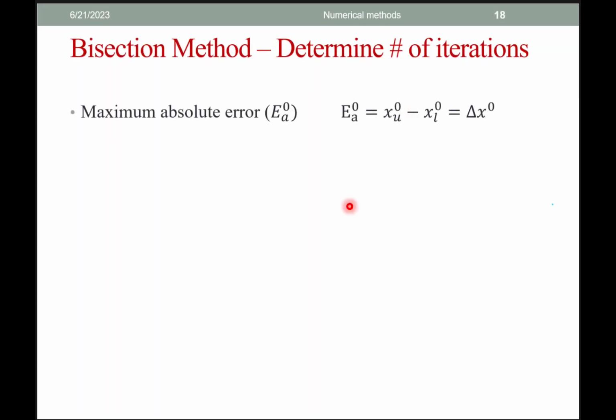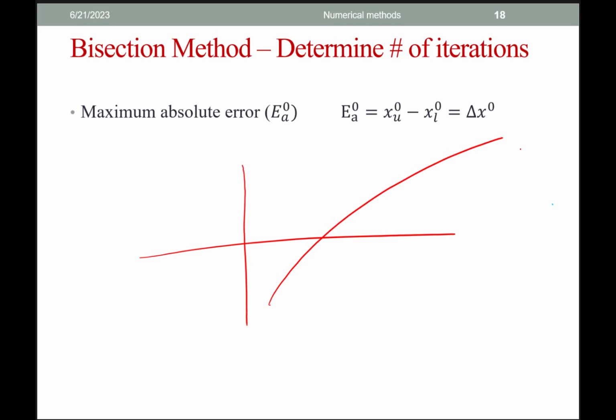All right, so how do we find how many iterations we need to get a certain absolute error? The maximum absolute error for the bisection method is calculated here, assuming that one of the boundaries is really close to the actual root. If I have a graph here, and this is my function, and one of the estimated roots is right here and the other is right here, this would be XL naught and this would be XU naught. So these are the initial estimates, or the boundaries.